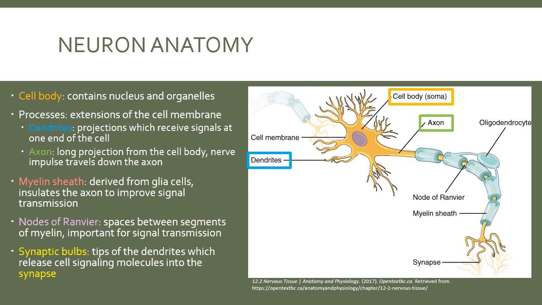Additionally, you have the myelin sheath, which in the central nervous system is composed of oligodendrites, but we'll talk a little bit more about that later. In essence, the myelin sheath is a covering that wraps around the axon and helps to make the transmission of the action potential more efficient. In between the sections of myelin sheath, you have what are called nodes of Ranvier, and they're also important for signal transmission. Finally, at the terminal end of the axon, you have the synaptic bulbs, which are small sections of the neuron that can actually release signaling molecules into the synapse, which is the space between two neurons.